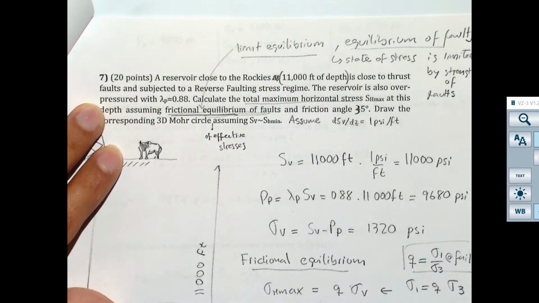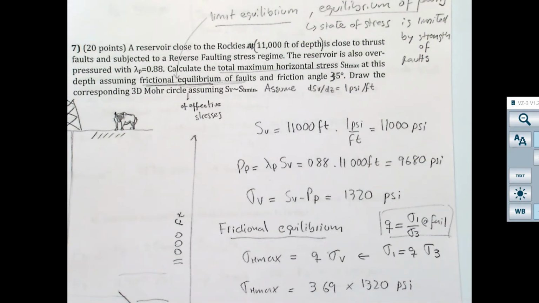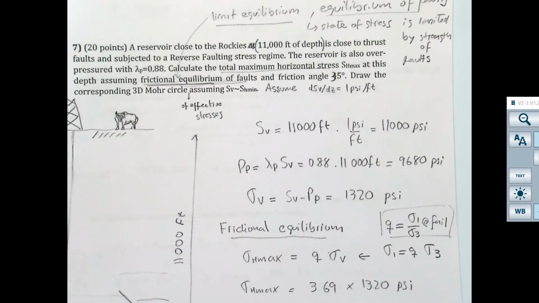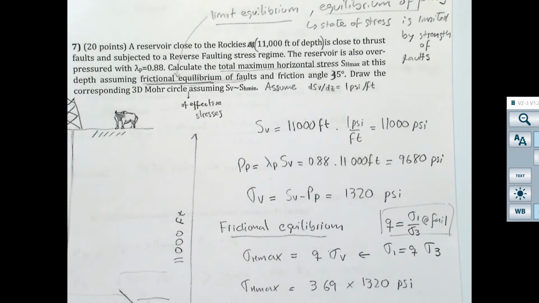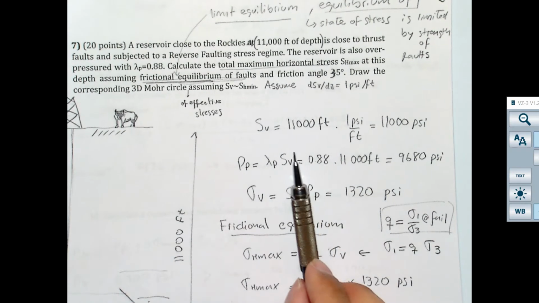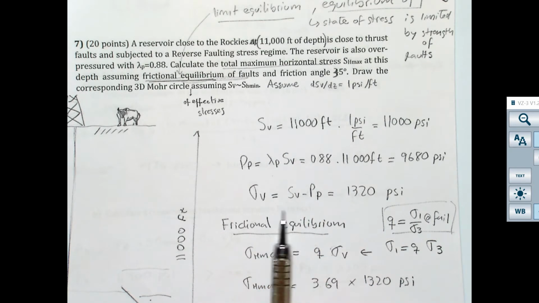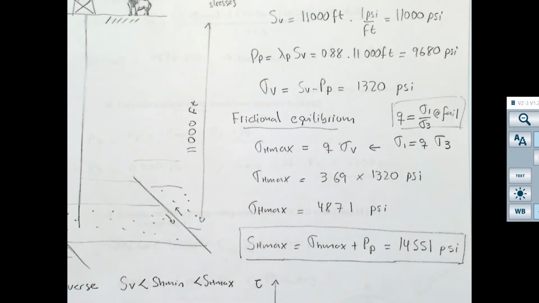It's all the same thing, okay? So in this problem, what you have to do is calculate, well, you did also dynamic homework, but usually we calculate the minimum principal stress. In this case, you know what is the overburden, you know what is the pore pressure that allows you to calculate the vertical effective stress based on friction equilibrium of faults or limit equilibrium of faults.